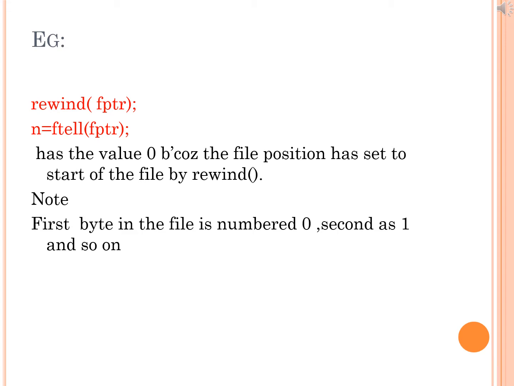Now if you give n = ftell(fptr), what will be the value of n? It will be 0, because the file position is always 0 at the beginning of the file.